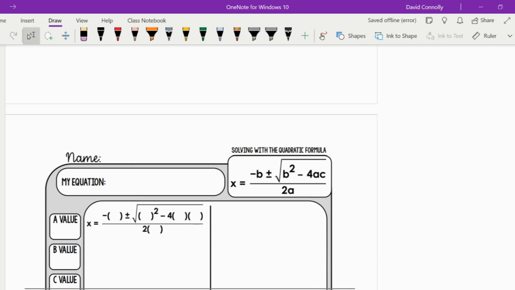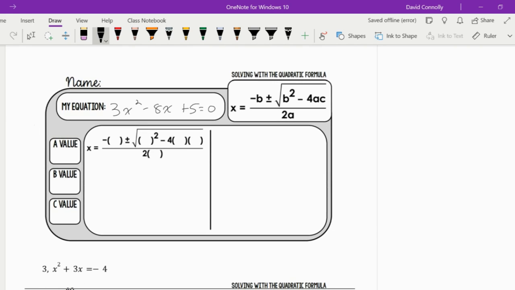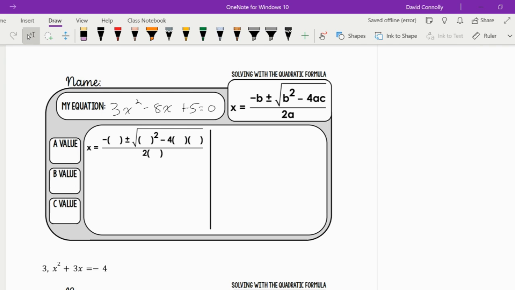We'll rewrite this equation. 3x squared minus 8x plus 5 equals 0. And we'll go ahead and start plugging these values into our quadratic equation. If you want, go ahead and pause the video now. Try this one on your own, and then you can hit play again to check your answer. So here, A is 3, B is negative 8, and C is 5. Plug these values in.